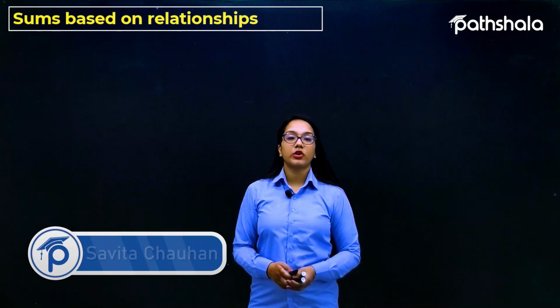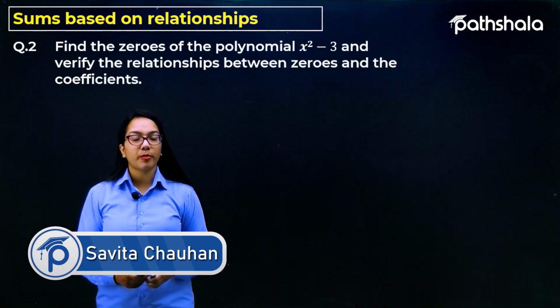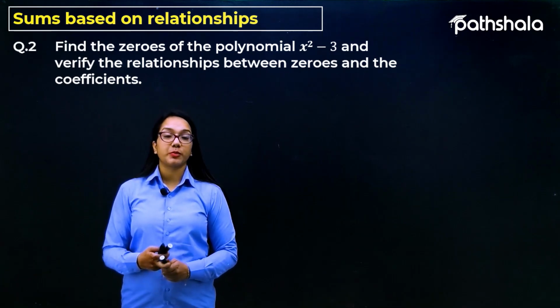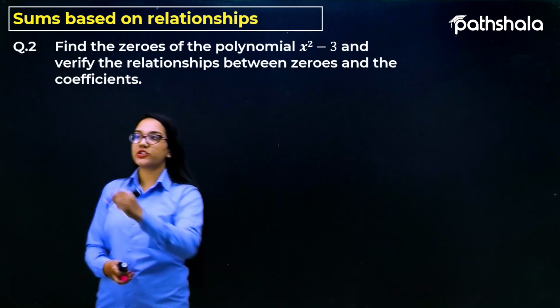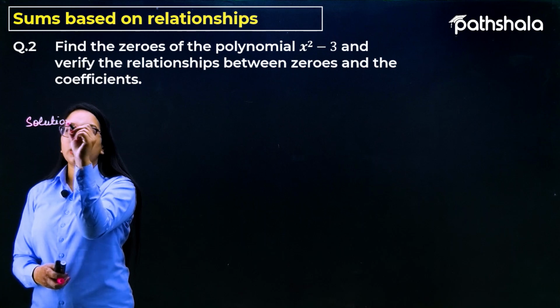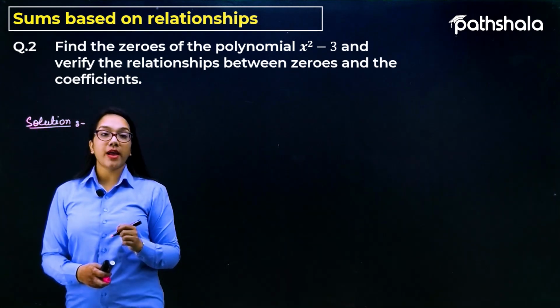Now let's talk about question number 2, which is again based on the relationship. It says: find the zeros of the polynomial x square minus 3 and hence verify the relationships between the zeros and the coefficients. So let's start the solution of this particular question. First of all, it says find the zeros of the polynomial x square minus 3.